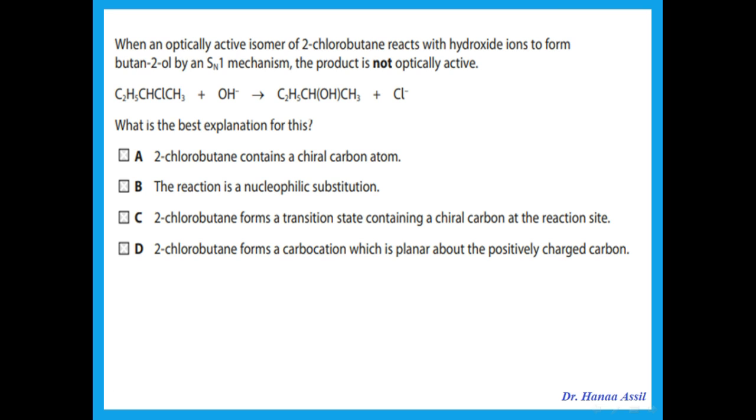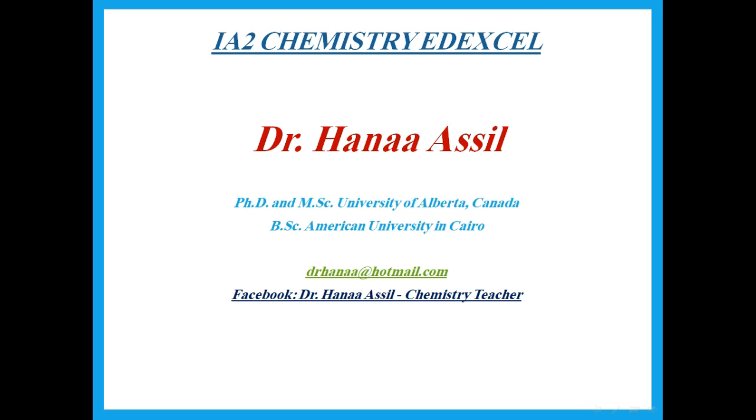When an optically active isomer of 2-chlorobutane reacts with hydroxide ions to form butanol by SN1, the product is not optically active. Why is that? We said in SN1, the 2-chlorobutane forms a carbocation. This is planar about the positively charged carbon, so the hydroxide can attack from either side. So what we end up with is a racemic mixture. Both enantiomers are possible, and we have overall no effect on the plane polarized light. Okay, I hope this was clear.